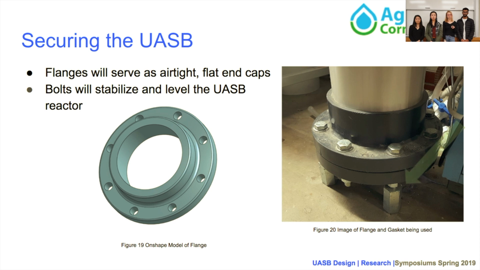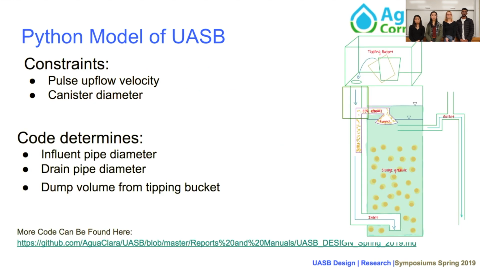And then this arrow here just points to a bolt, and we will use those to further stabilize and level the UASB reactor. An important part of what we've been doing this semester is developing a Python model of the UASB, and we've used that to determine the best dimensions to use.